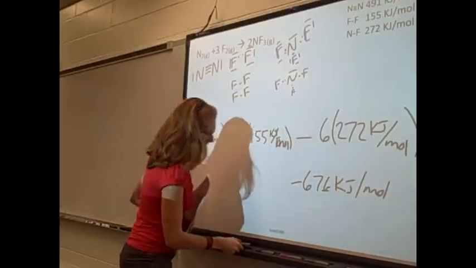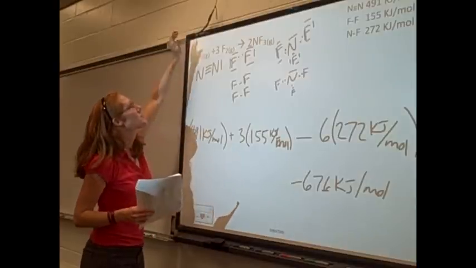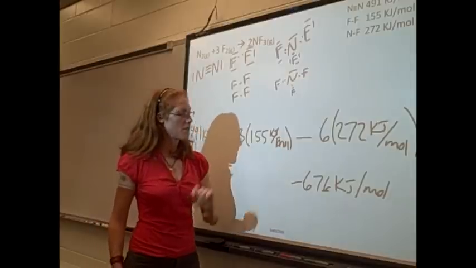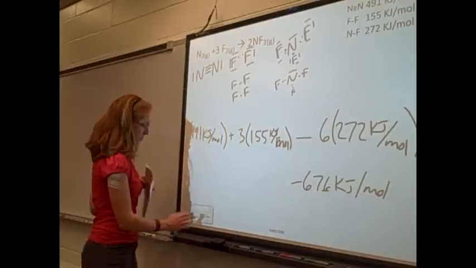So if I do that reaction, if I react 1 mole of nitrogen with 3 moles of fluorine to produce 2 moles of nitrogen trifluoride, I'll give off 676 kilojoules per mole.